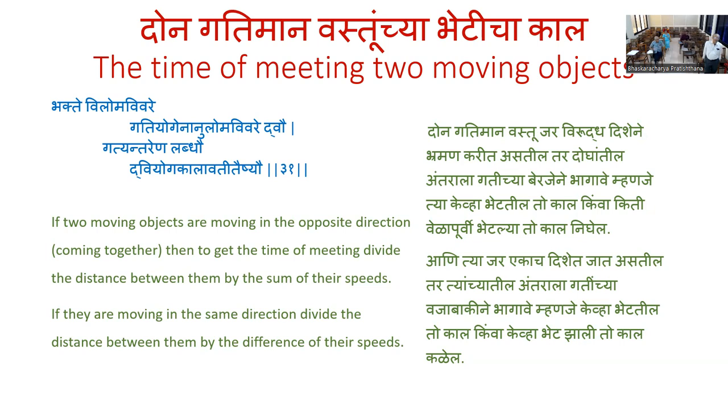Yeah, if they are moving in the same direction, then you divide the distance between them by the difference of their speeds. Moving in the same direction. And if they are going in the opposite direction, then you should divide by the sum. So anuloma vivare and viloma vivare.